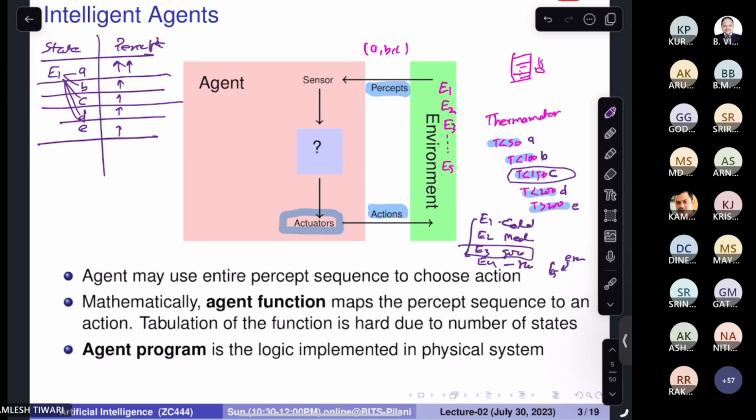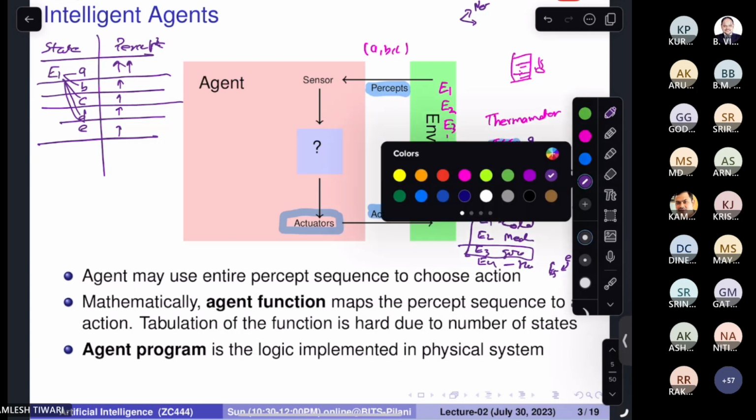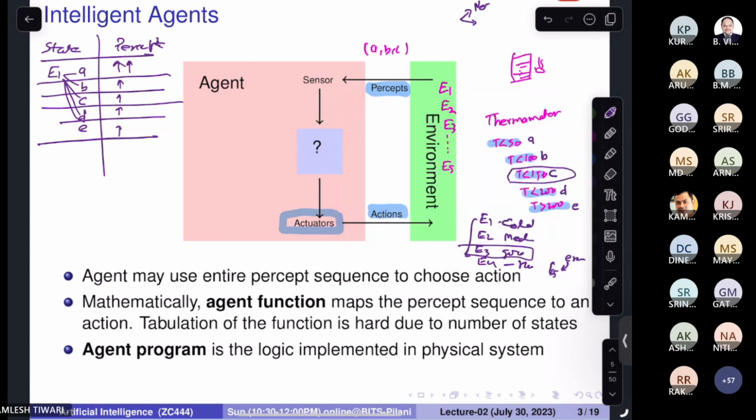So let me also say a simple thing to you. Let me say that there are three actions possible. What are these three actions? No work, nothing to do. Increase the temperature, decrease the temperature.